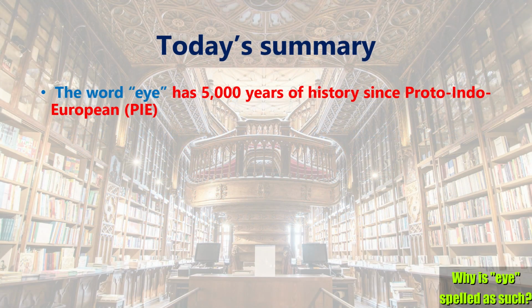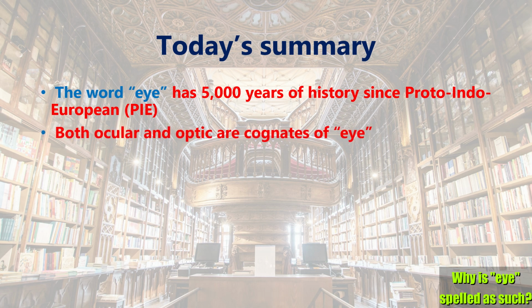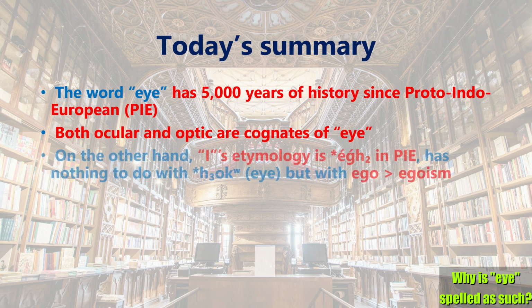Now, let's summarize what we've learned. The word eye has been linguistically proven to be 5,000 years old, and different words such as ocular in Latin and optic in Greek, both used in English, have the same Proto-Indo-European roots. But the word I, referring to myself, is etymologically completely different, although it happens to be a homophone, giving birth to the Latin word ego, and eventually to another one, egoism.